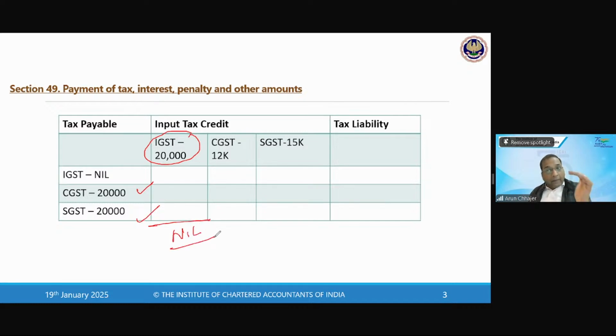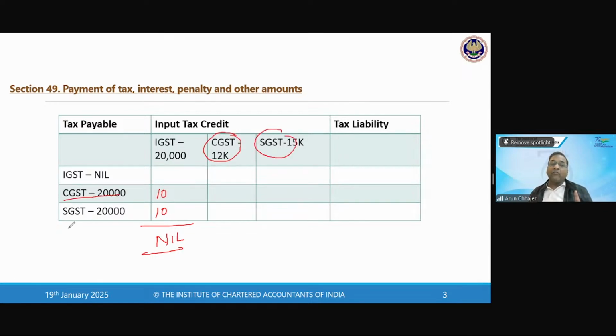Now you will apply your logical mind here. You might say sometime 10-10 is okay, sometime lesser amount to C, higher amount S. Might be that okay, depending upon the balance lying in the CGST and SGST. So whatever you want, you can divide equally 10-10. Is the IGST ka credit become 0? Yes, sir. Now it is 0. Then you can use the CGST, you can use the SGST toward the liability of C and S.